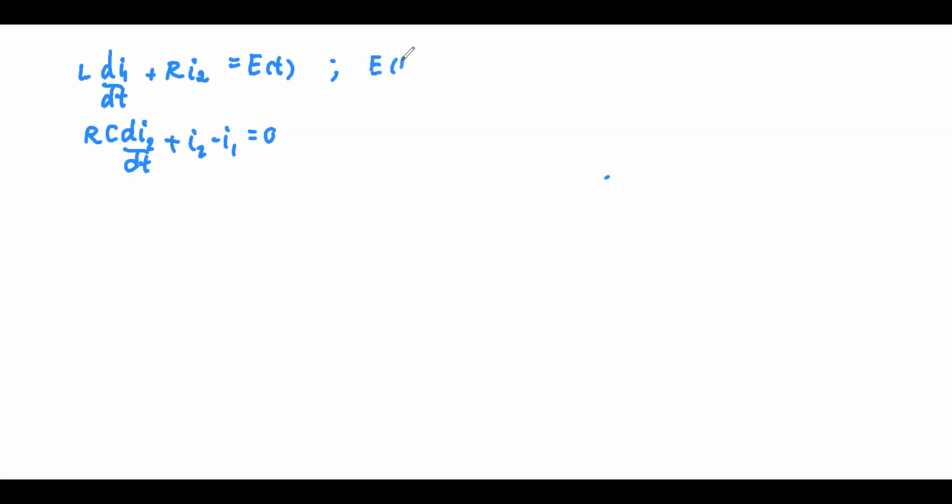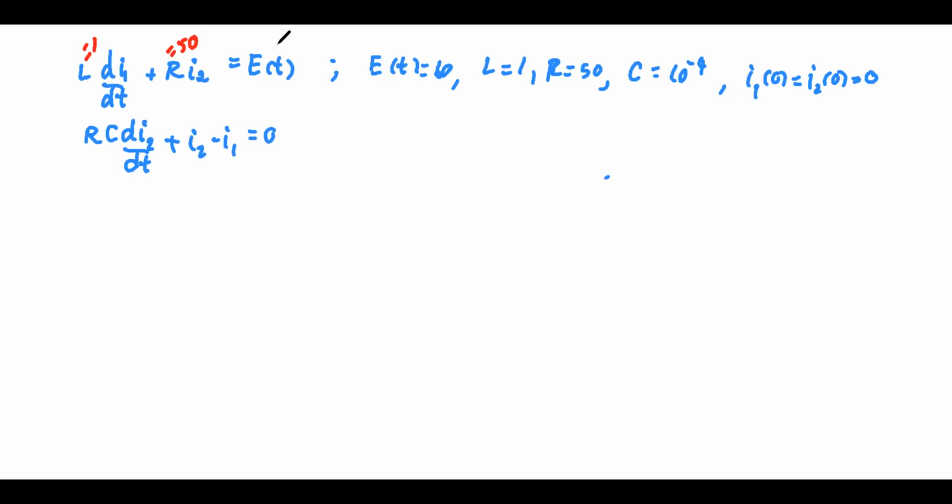The E at T is 60. The L equals 1 and the R equals 50. One more, the capacitor is 10 to the negative 4. And the initial conditions: I1 at 0 equals I2 at 0 equals 0. Okay, replace the numbers. L is going to be 1, and the R is 50. The E is 60.